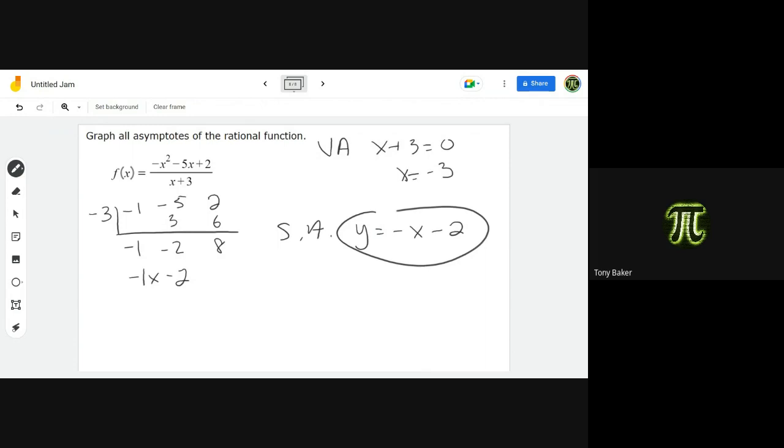The other thing that doing this helps with is, if for some reason you could have factored this out but you didn't catch it, that remainder would have come out to be a 0. Because if it was a 0, then I know my vertical asymptote is really not a vertical asymptote, it's a hole, because I could actually factor that out at the top.